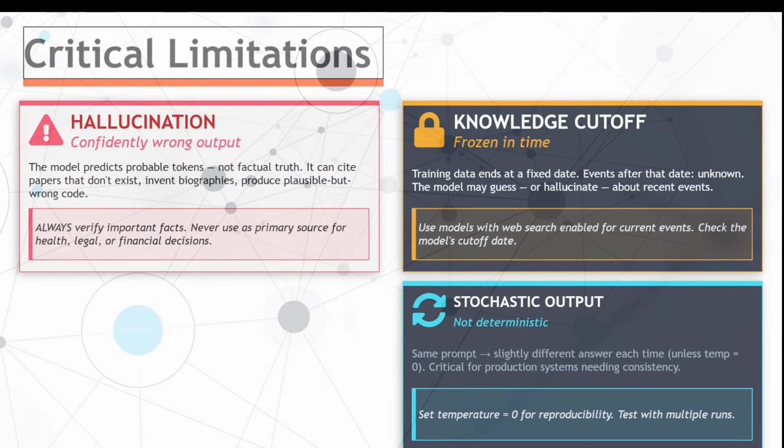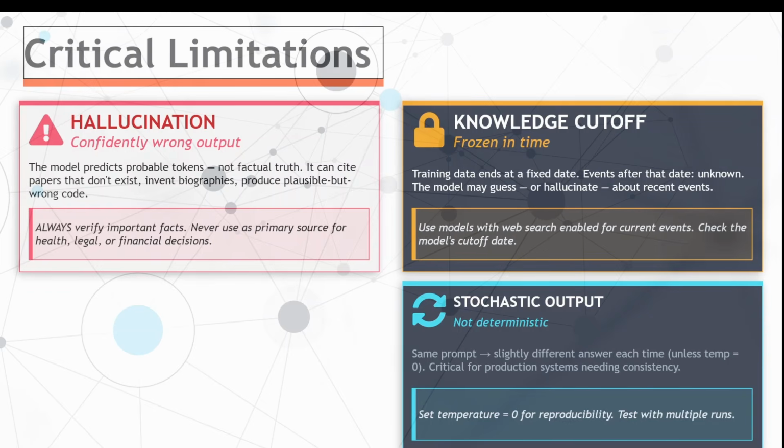Now, the next one is stochastic outputs. What do you mean by that? Stochastic means random. AI outputs are not deterministic. The same input does not always give you the exact same output unless you set the temperature to 0, as we discussed. This matters for reliability in production systems.